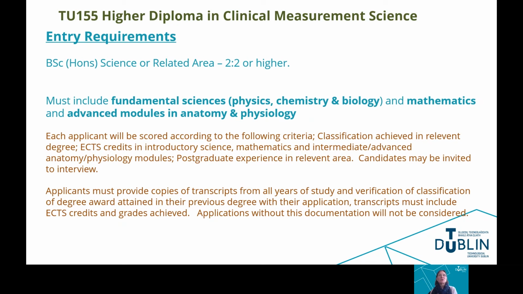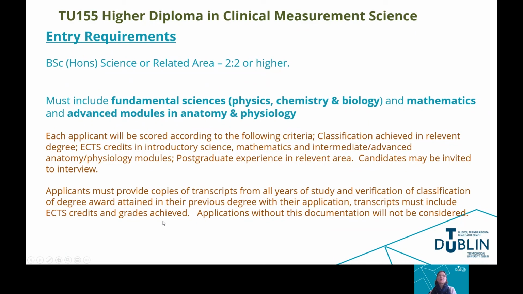Each applicant is scored according to the classification of their degree, whether they have a first class honours, a 2-1, 2-2, etc., the ECTS credits they have in the introductory sciences, in mathematics and in anatomy and physiology, and any postgraduate experience they might have either through programs of study or through work-related experience. Candidates may be invited to interview. Last year we did interview candidates, and we do expect the same this year. Not all candidates will be interviewed. We will shortlist if necessary.